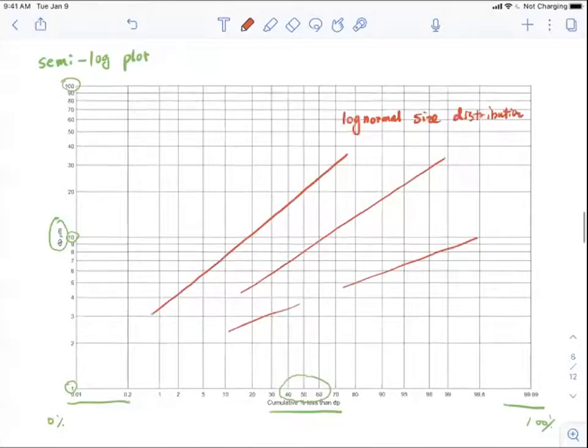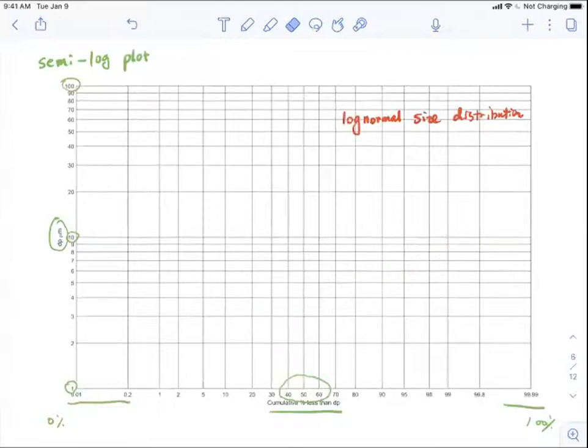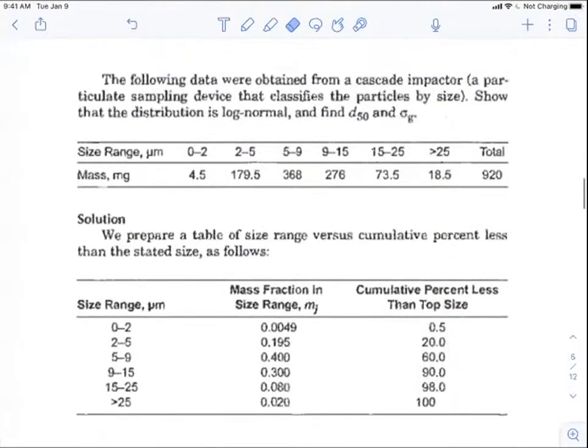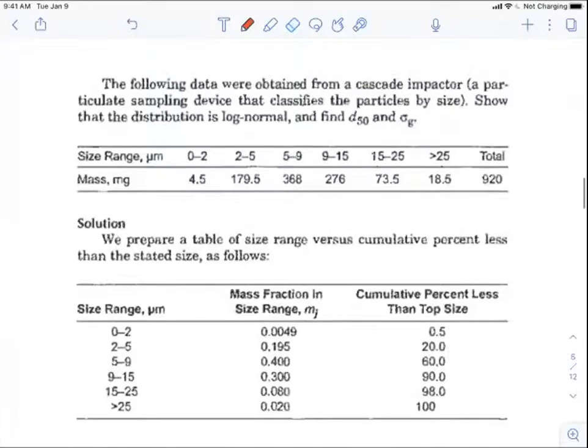So we can do an exercise with this plot. Basically, this is the example problem in your textbook. First, we can take a look at the problem. The following data were obtained from a cascade impactor, and it measures the particle size distribution. It can measure the mass of particles between different sizes. As a matter of fact, you can see that it is indeed the case.